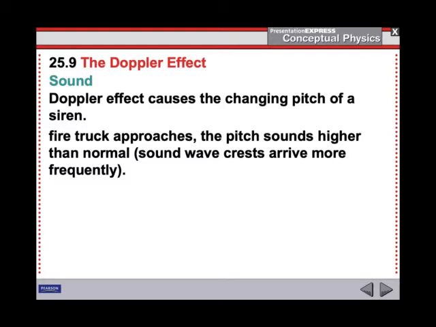Is the fire truck actually producing a higher pitch sound? No, it's exactly the same pitch sound as if it was sitting in front of you and making that noise. It's just because it's moving toward you that it sounds like it's a higher pitch.